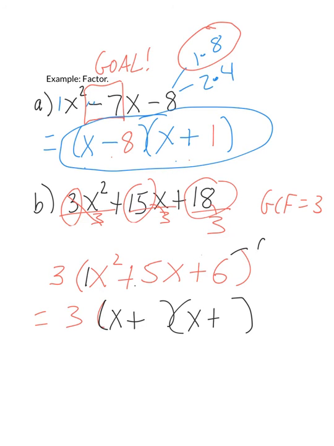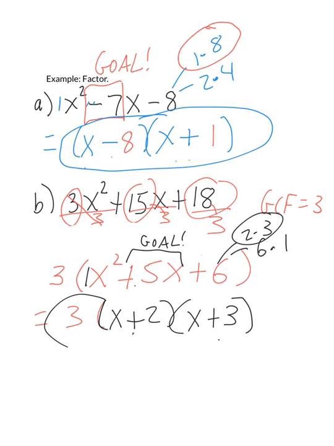6, the multiples of 6 could be either 6 times 1 or 2 times 3. Keep in mind the goal is the middle term, which is a positive 5. If we need plus and plus, it must be that we're going to plus 2 and plus 3 to get back that positive 5 in the middle. That's the only combination using those signs of double plus that would work. So here's my final answer. 3 times the quantity x plus 2 times the quantity x plus 3. Whoop, I know that was a sad little parenthesis I drew there.